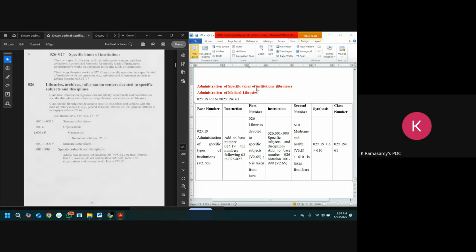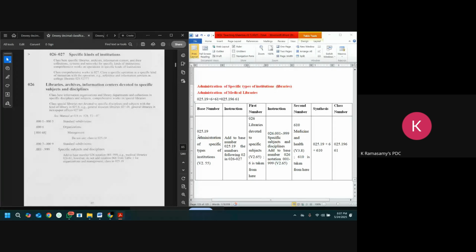What is the number for medicine? 610. So I take 610. I'm adding it here. Since 0 is the last number, I terminate it. The answer is 026.61. Now, you can see here, this is one simple example of multiple synthesis.